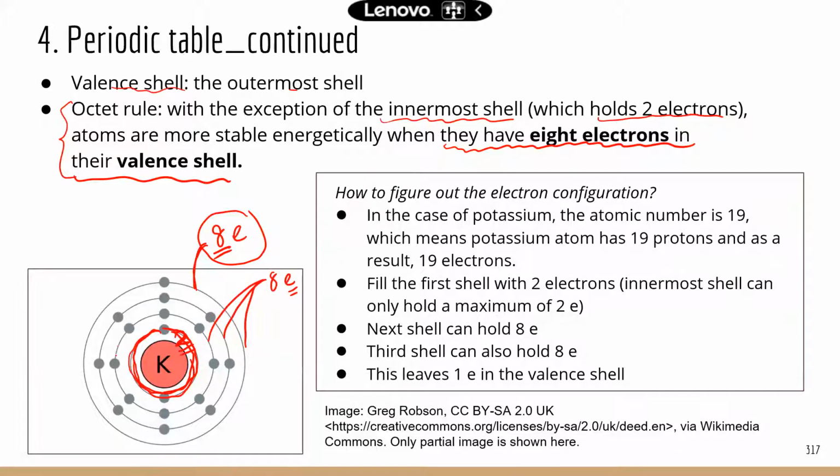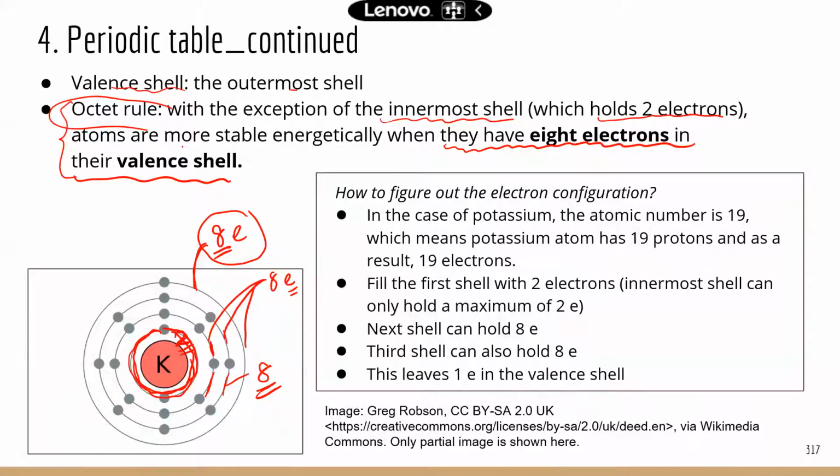But if you have more than 2 shells, then the outermost shell should have 8 before the atom is energetically stable. All right, now TEAS may give you examples of elements or atoms, and then you need to figure out what's going to happen to this atom. How is this atom going to behave? The basis to answer that question is you need to figure out how many electrons are in the valence shell, and the atom is going to behave in a way so that it can satisfy this octet rule.